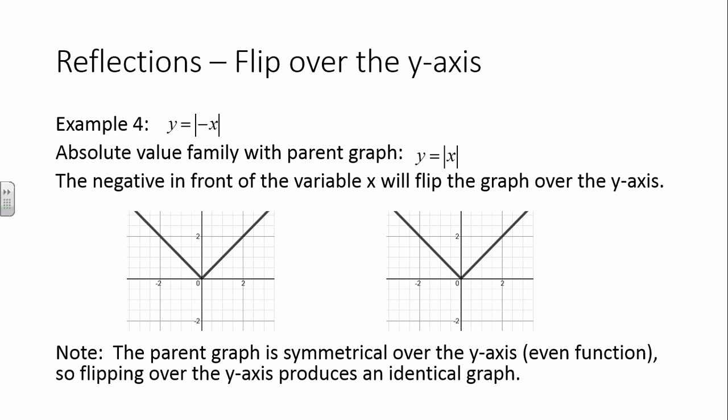Obviously, that's not always the case, but I thought I'd put it in here just to point out that absolute value of x is already symmetrical across the y-axis. So if you flip it across your line of symmetry, it's going to look the same. Also, by the way, I put a note at the bottom that this is considered an even function because it's symmetrical across the y-axis.